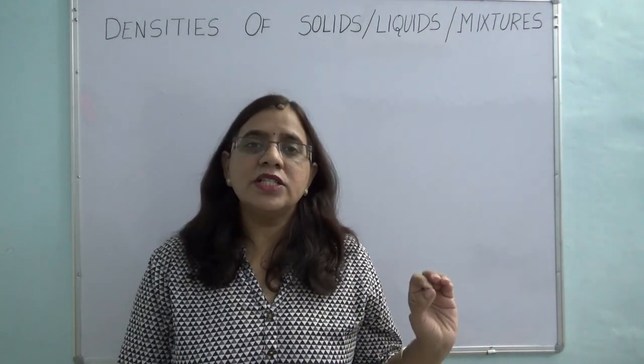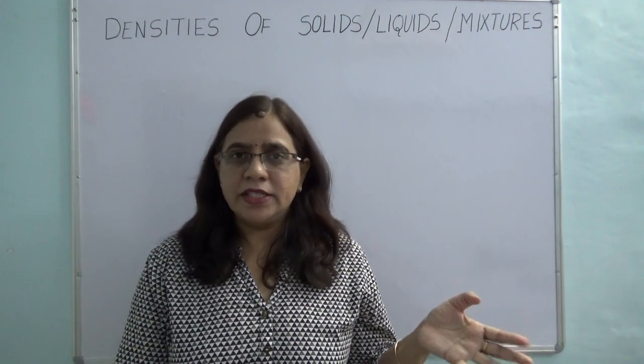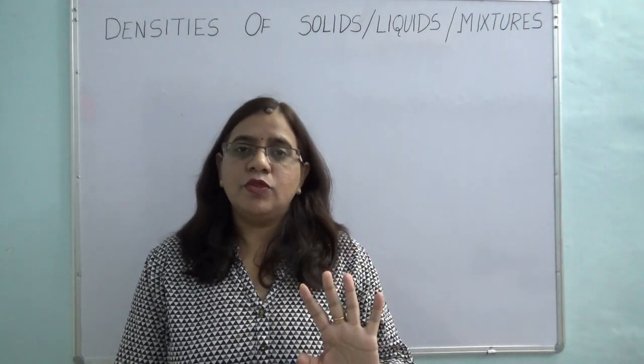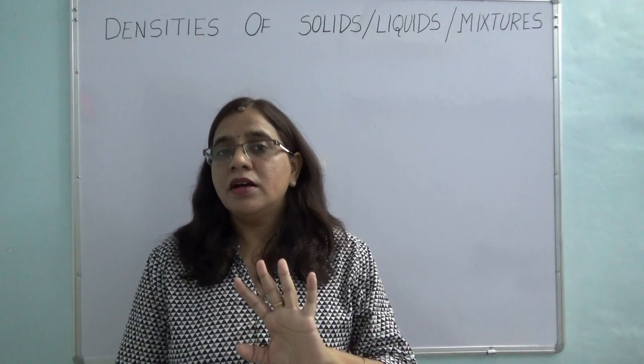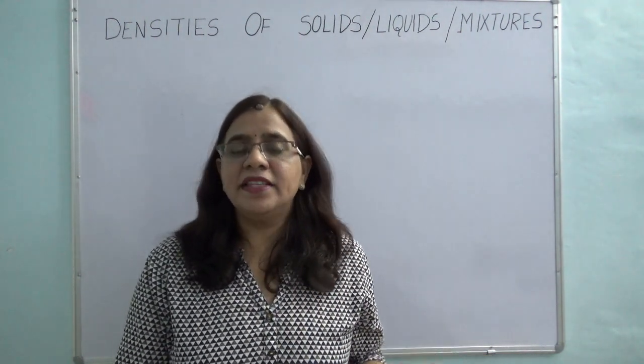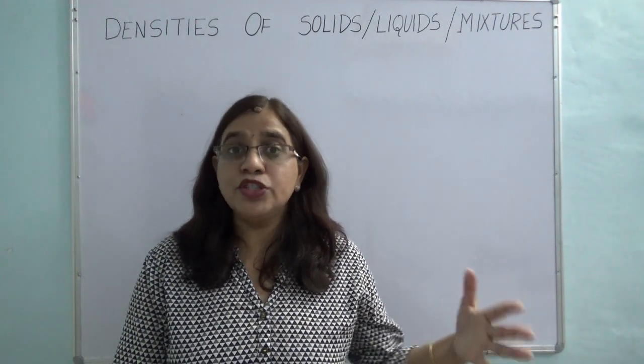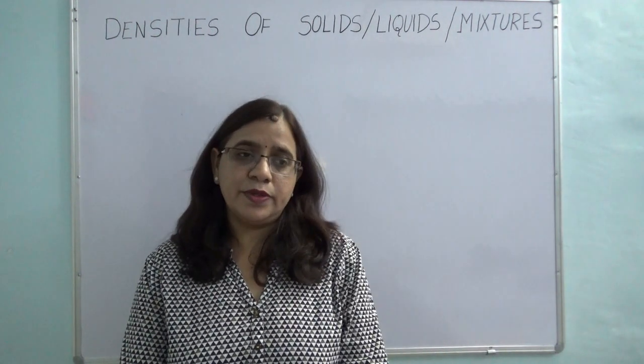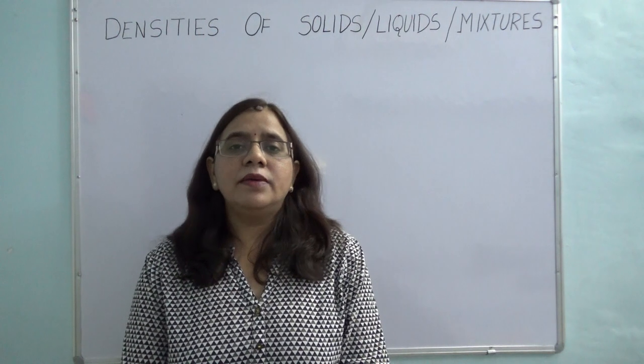Some of the correlations are given in a book by Reid and Prausnitz. You can go and check over there. So some empirical relations have been given. You can make use of them and estimate the density of that compound for which you do not have tabulated values. There is another approach as well.